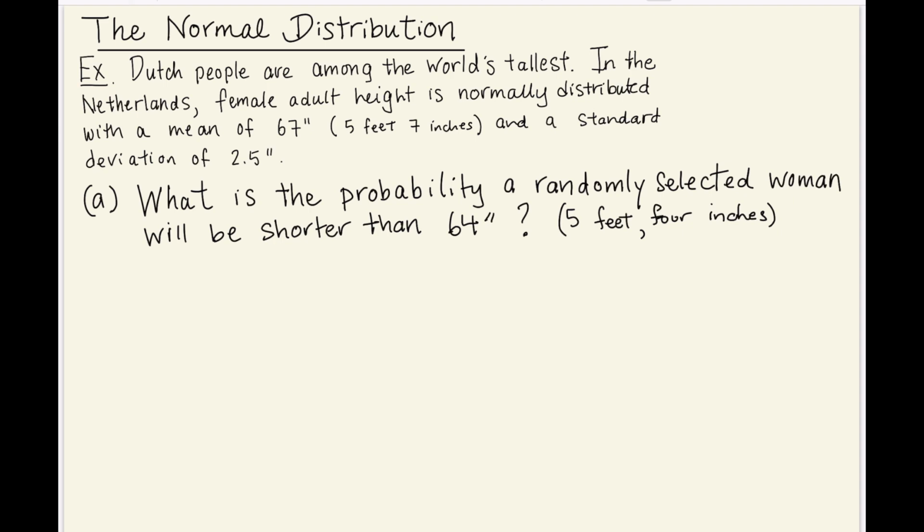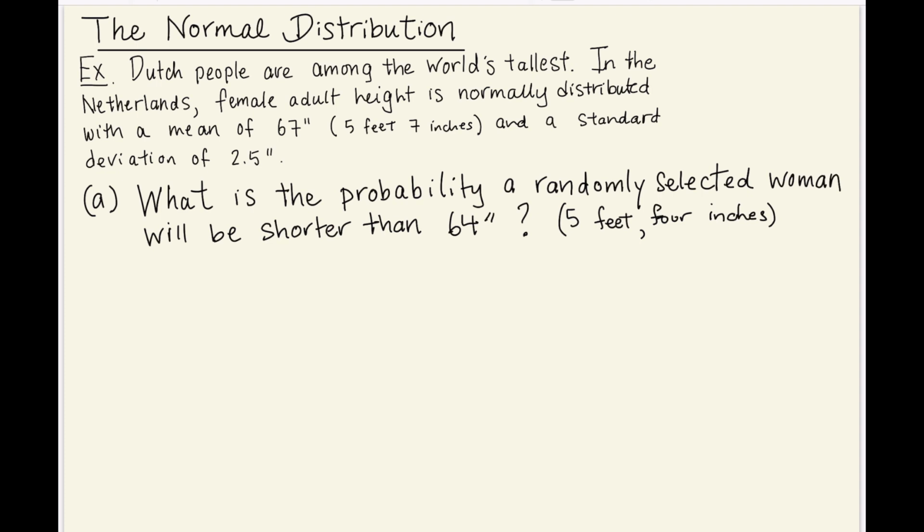In the Netherlands, female adult height is normally distributed with a mean of 67 inches, that's 5'7", and a standard deviation of 2.5 inches. So the first question we want to answer is, what is the probability that a randomly selected woman will be shorter than 64 inches? In other words, what proportion of Dutch adult females have heights less than 64 inches? So what percentage of Dutch adult females have heights that are less than 64 inches?